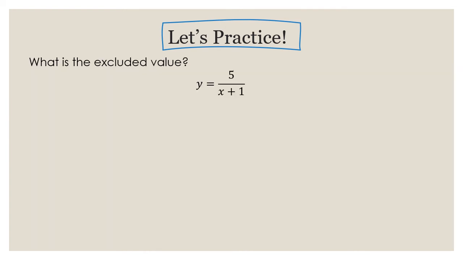Alright, in this question we're asked to find what is the excluded value. To do that, we need to know when is this denominator polynomial going to equal 0. So let's set it equal to 0 and solve that. x plus 1 is 0, which is minus 1, and you see that x has to equal -1. So we know that our excluded value has to be -1, and our vertical asymptote is x equals -1.